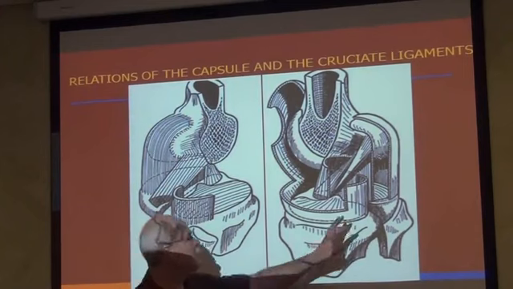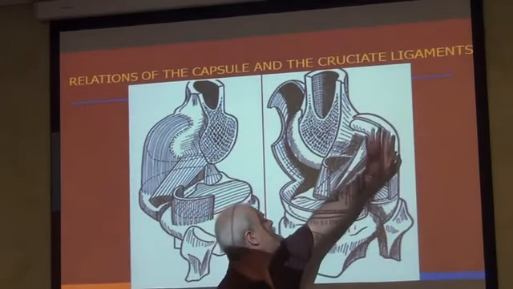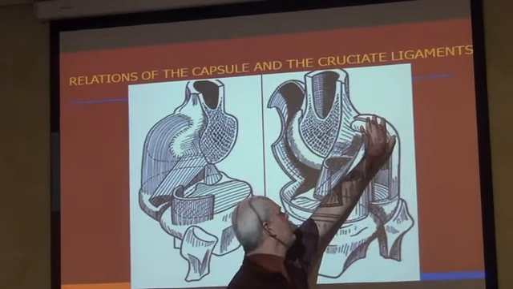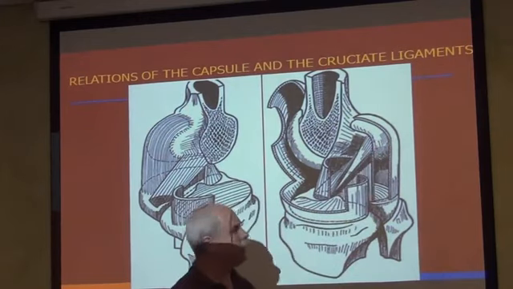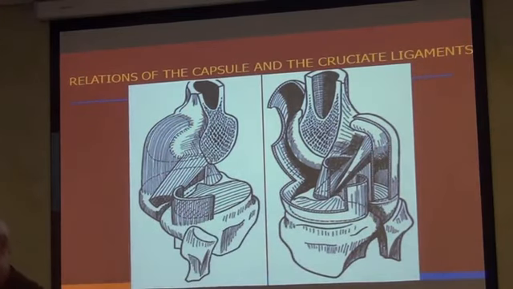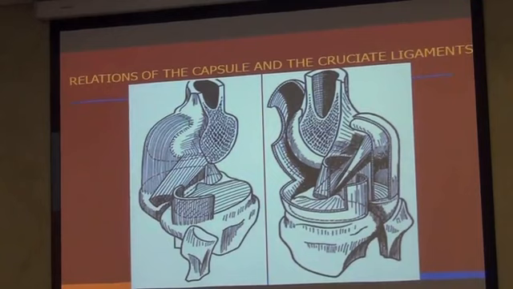And the capsule will cover only the condyles, but not cover the insertion of the posterior and anterior ligaments.